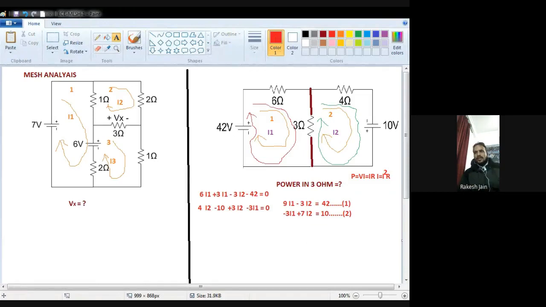Okay, I square R. So what is the current in this 3 ohm? First of all, because there are two currents, I1 and I2, we have to calculate the value of I1 as well as I2. Then I1 minus I2 or I2 minus I1, whichever gives the positive answer, will be the current through the 3 ohm. Then 3 ohm is the R, and the square of that current will be I square. Then we will find out the power. So first we have to calculate these two equations.